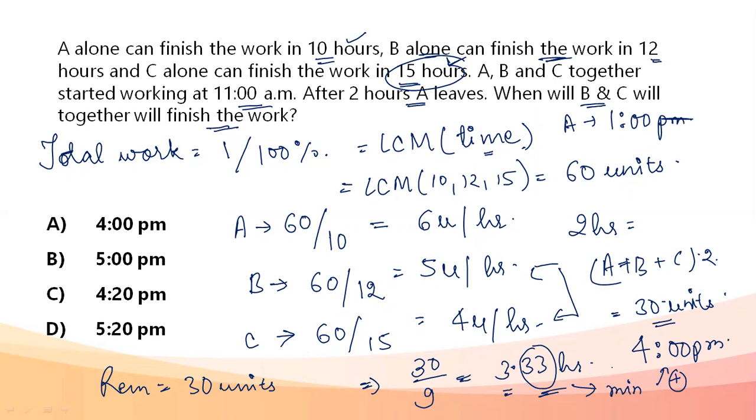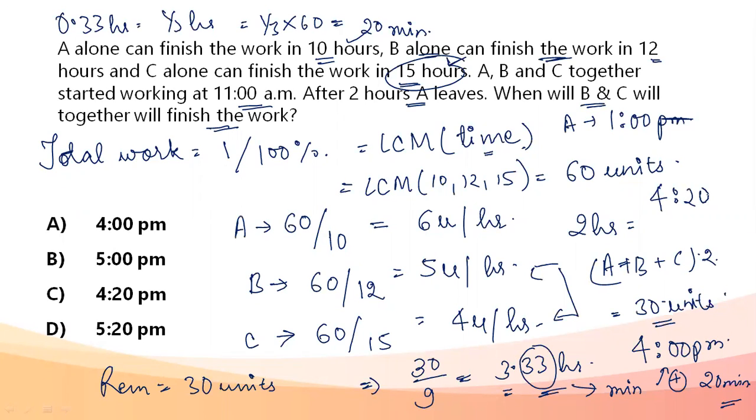So 0.33 hour is actually one third of an hour, and one third of an hour is 1 by 3 into 60, that is 20 minutes. So I need to add 20 more minutes to this. When I add 20 more minutes to this becomes 4:20 p.m. Time when they will finish the work now is 4:20 p.m. My answer is option C.